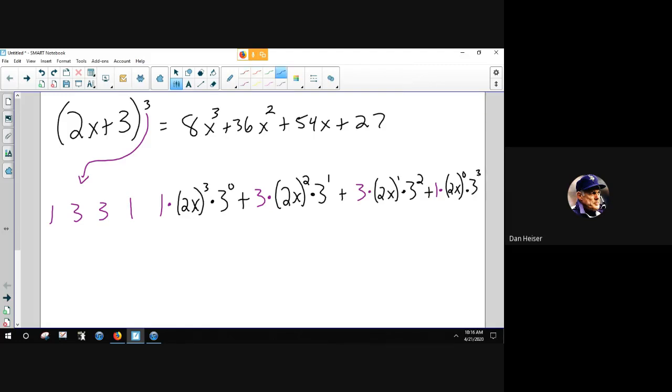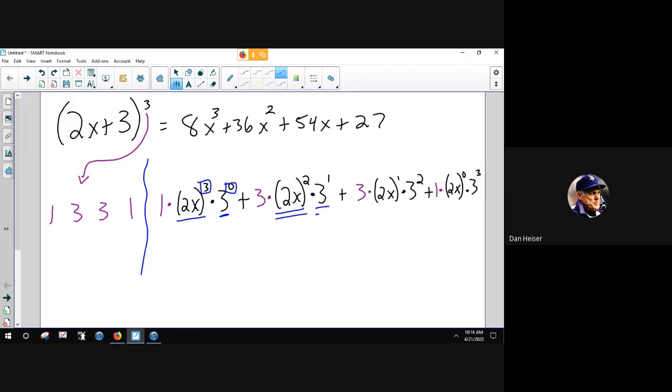And a couple of things I want you to notice. 1, 3, 3, 1. Here's 1, 3, 3, 1. There's that row hiding in our answer. Another thing to notice, 2x cubed, 3 to the 0. 3 plus 0 is 3. I have a third power. I have all three powers accounted for.